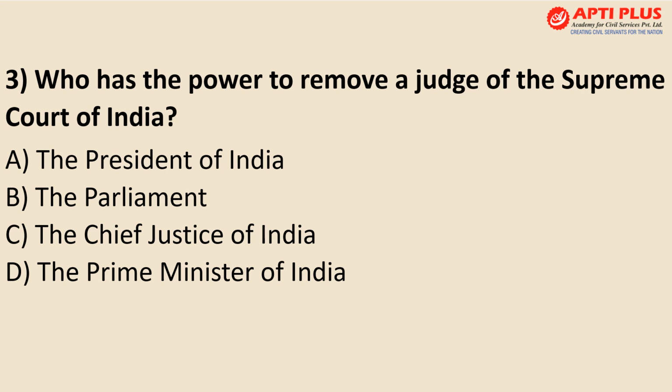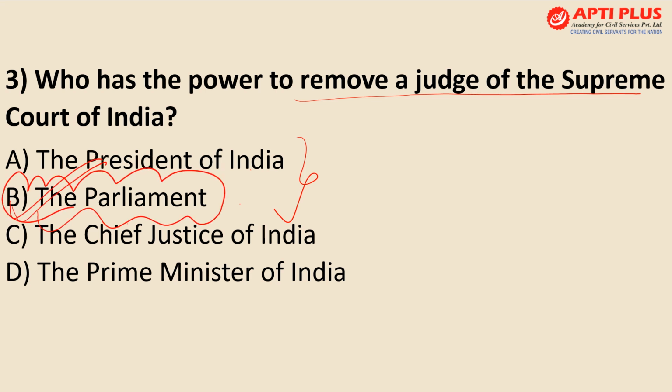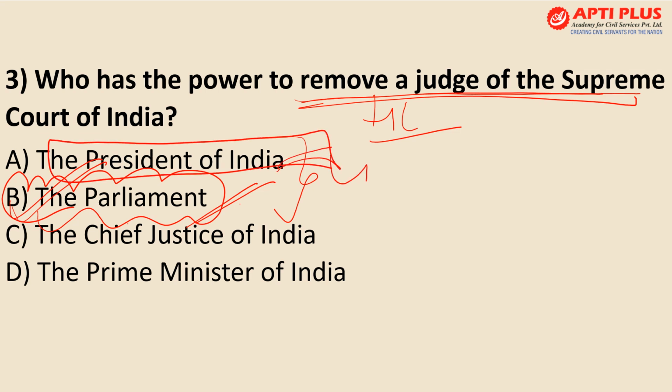Moving ahead. Who has the power to remove a judge of Supreme Court of India? A. President, B. Parliament, C. Chief Justice, D. Prime Minister. Here we can be confused between President and the Parliament. But actually, it is the Parliament who can only authorize the removal of a judge of Supreme Court or even High Court. So your answer is B. Parliament. It is President who just puts the stamp on the process that has been finalized by your Parliament.